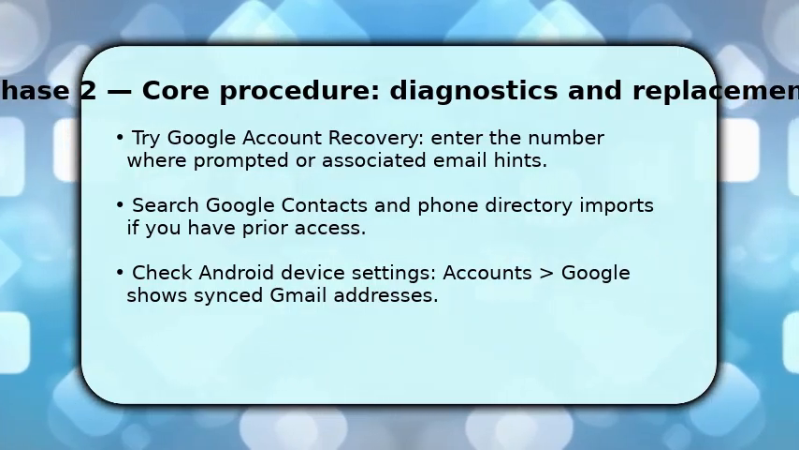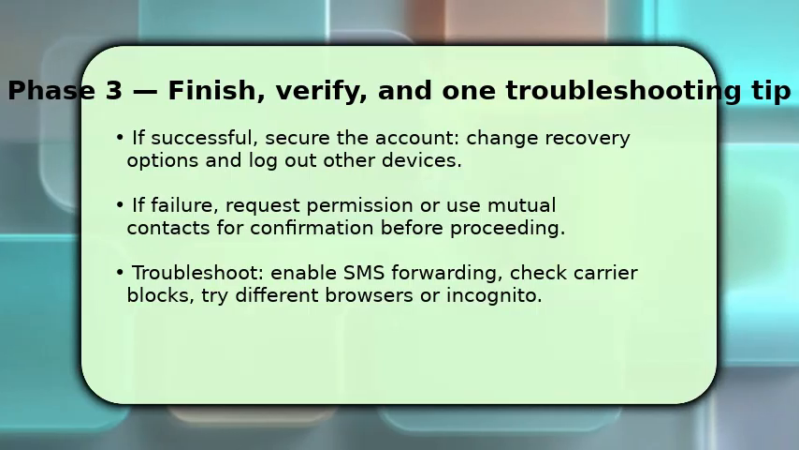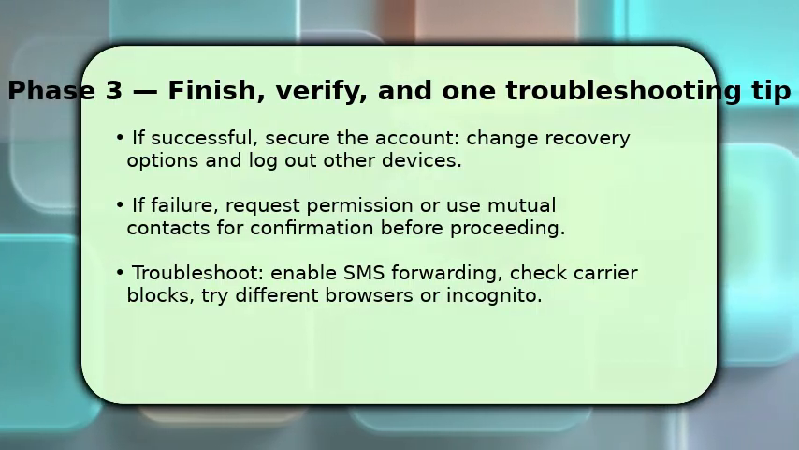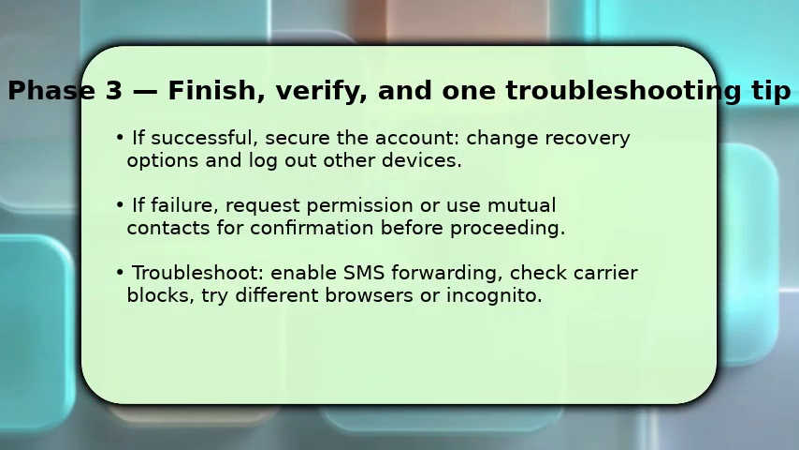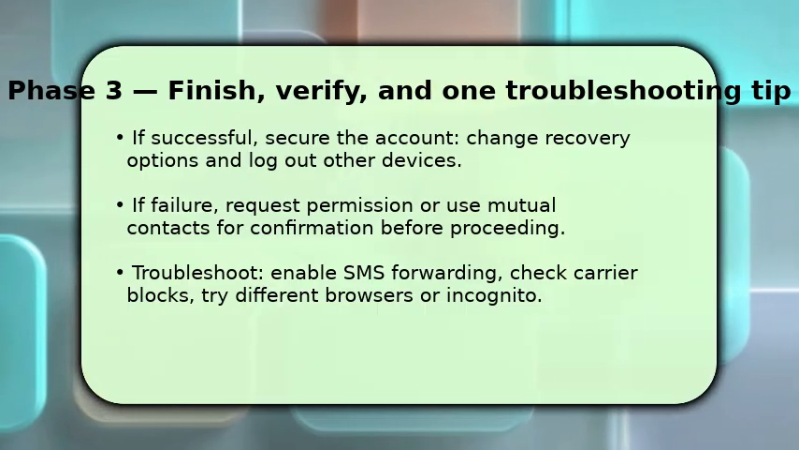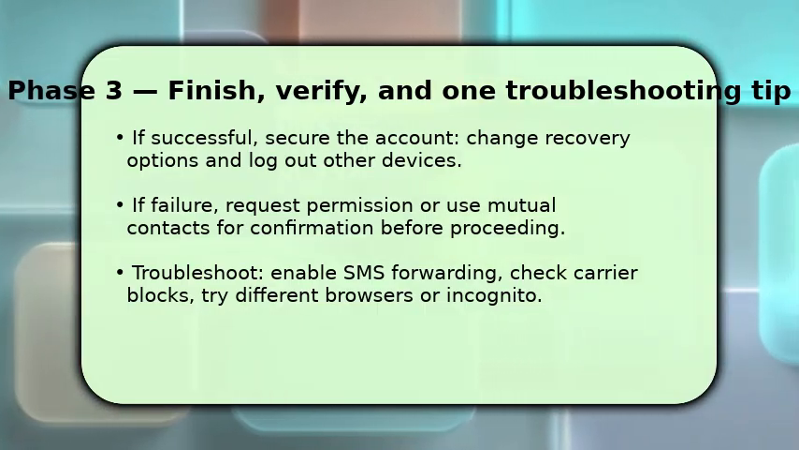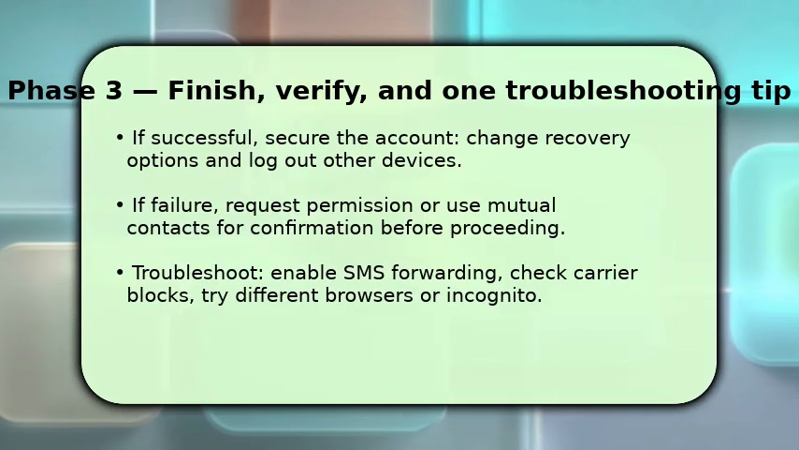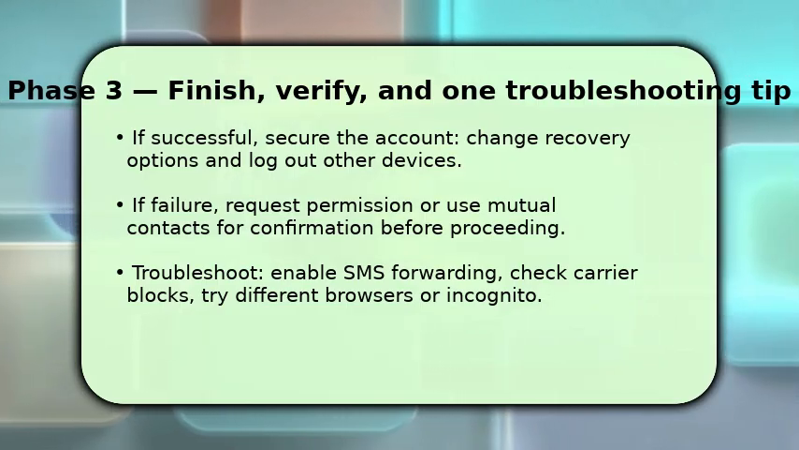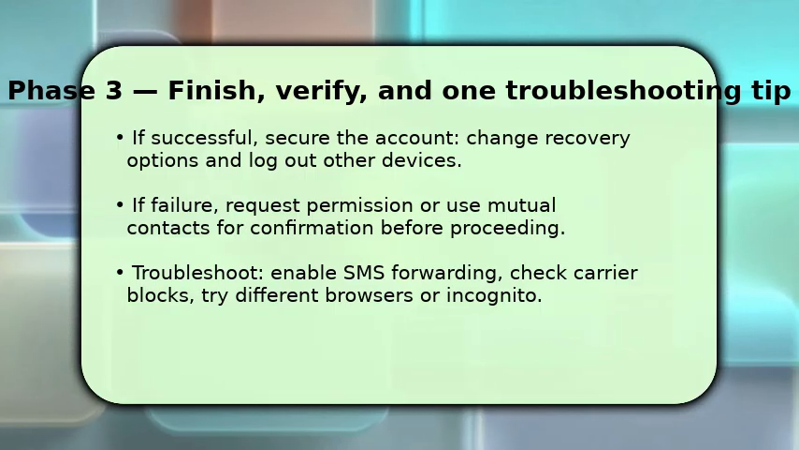Finish by securing any recovered Gmail. Update recovery phone and secondary email, revoke old sessions, and enable two-step verification. Once done, confirm access on your secondary device and make sure changes propagate. If you hit a dead end, pause, request permission from the owner or ask mutual contacts to confirm the address.